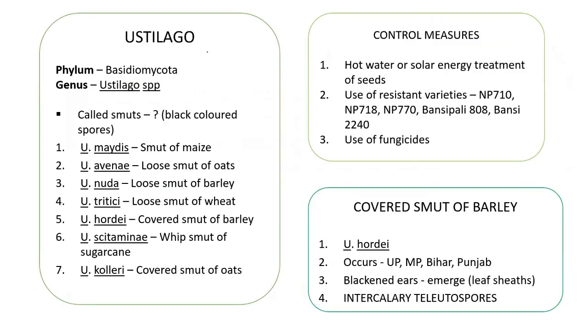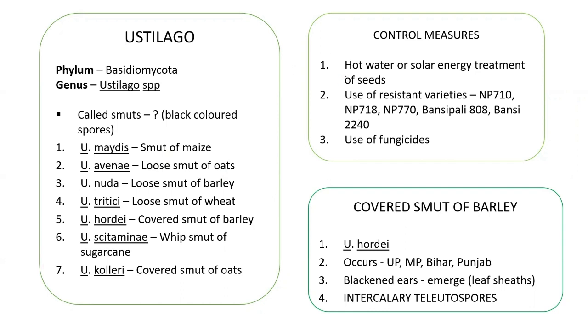Then we move on to the next type genus, which is called Ustilago. Ustilagos are called smuts. And what gives this name smuts to them? Then Ustilago maydis causes smut of maize. Ustilago avenae causes loose smut of oats. Ustilago nuda causes loose smut of barley. Ustilago tritici causes loose smut of wheat. Ustilago hordei causes covered smut of barley. Ustilago scitaminea causes whip smut of sugarcane. Ustilago kolleri causes covered smut of oats. So these are kinds of diseases that are spread by the Ustilago.